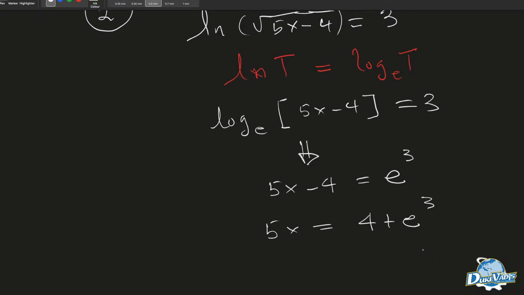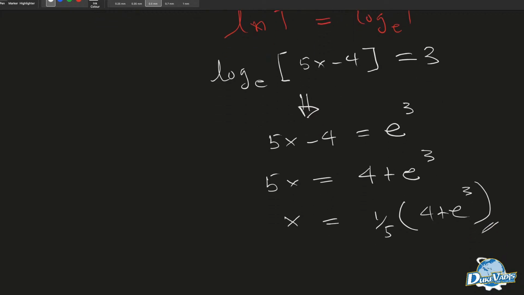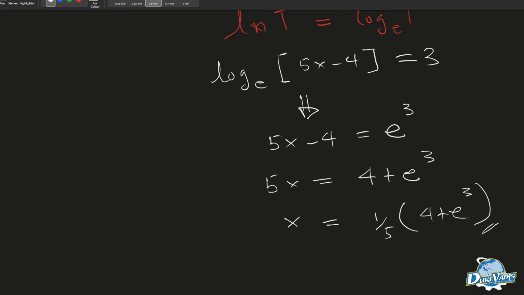So dividing both sides by 5, our equation will give us 1/5 into bracket 4 plus e raised to the power 3. This will be our final result. Now let's look at the other equations that were given.